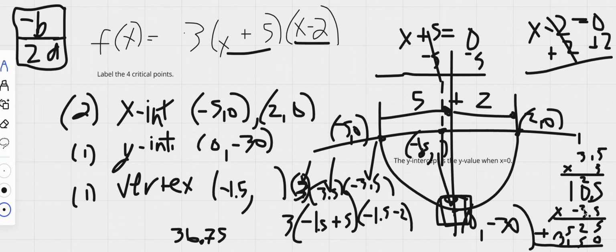Because what's 10 times 3? About 30. And then what's a positive times negative? Negative. So you know that that's correct. -36.75.